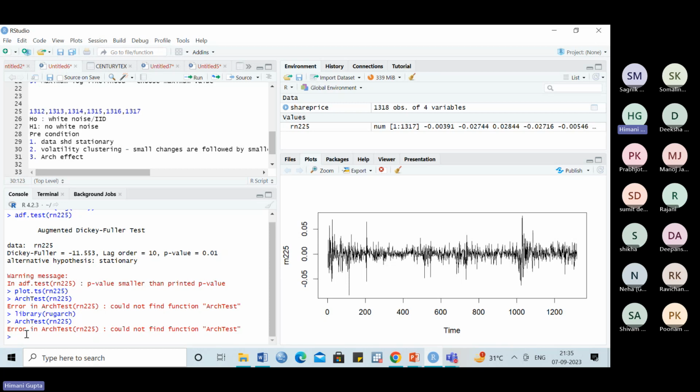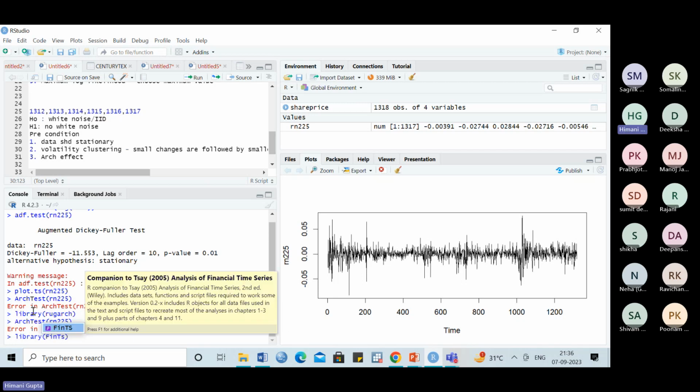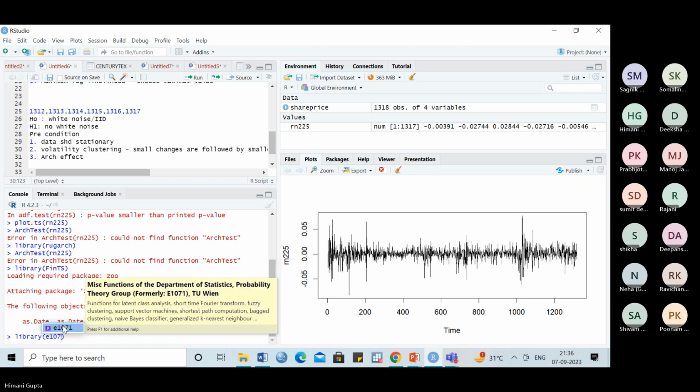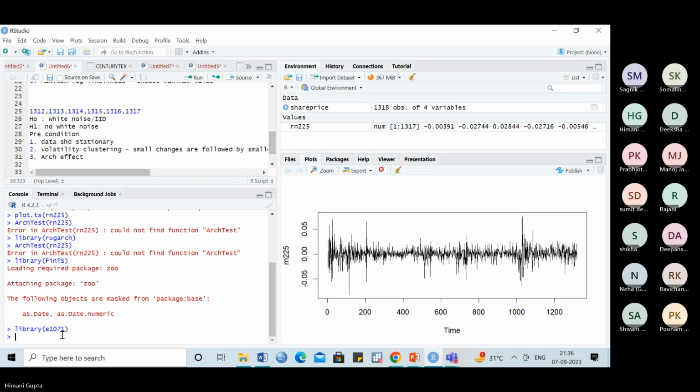Okay, let me load two more packages then. Library FinTS also, financial time series, and one more package, E1071. Done. Library financial time series and E1071. Right. Done. E1071.